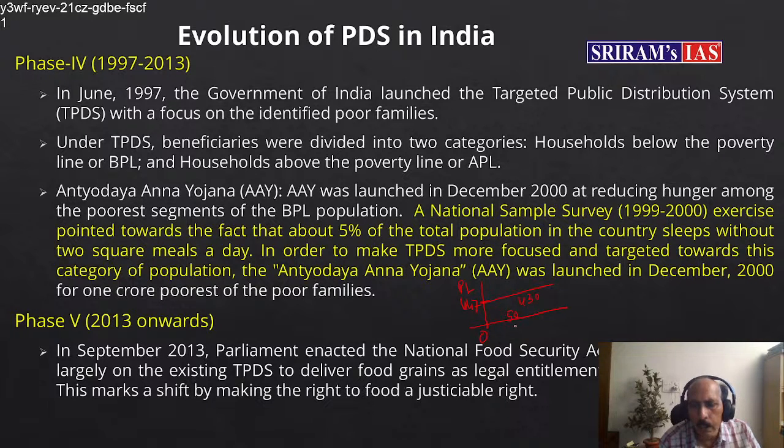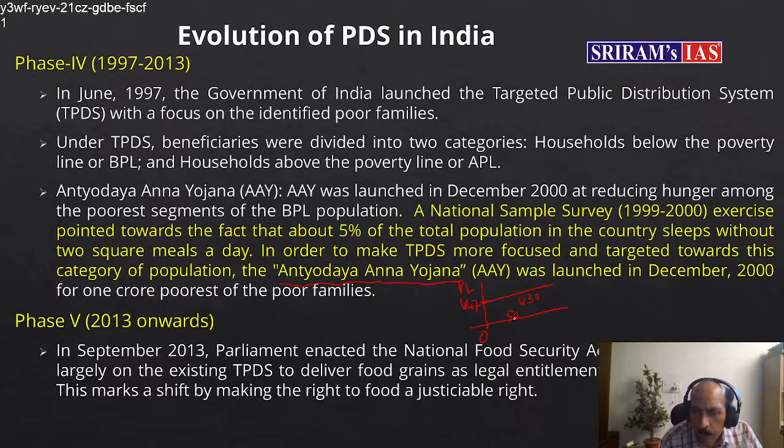And therefore, they have to be given the special attention. And once the survey was out, then in December 2000, the government came out with a new scheme that is called Antyodaya Anna Yojana. This is a very, very important scheme. Under this Antyodaya Anna Yojana, all those families which belong to this category of poorest of the poor families are expected to be covered.